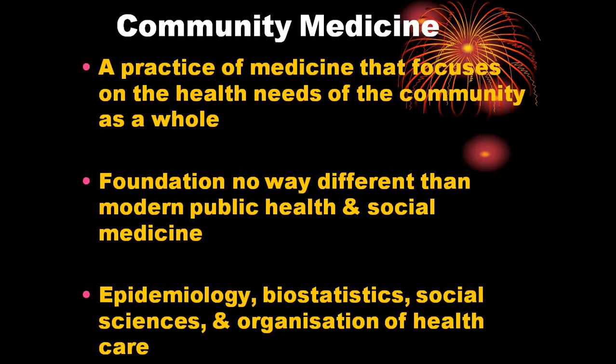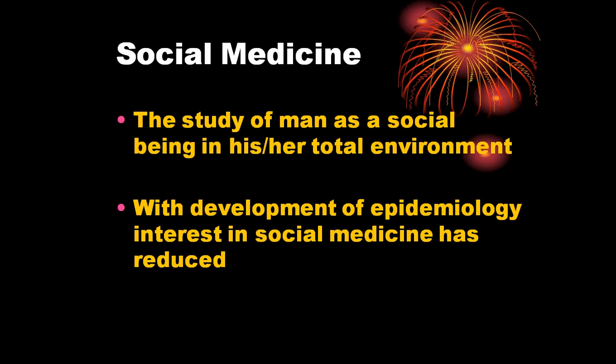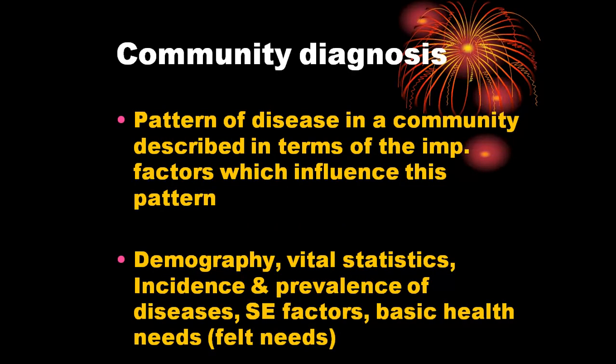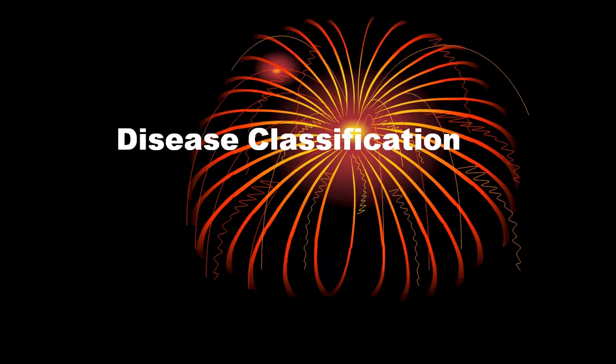Community health, community medicine, they are all defined in the chapter. Social medicine, they are not asked in the exam, but you can just have a look. I have written them because they are there in the chapter. And community diagnosis. In case some odd examiner gives you these terms, think and answer. There's nothing great. And lastly, we come to disease classification.